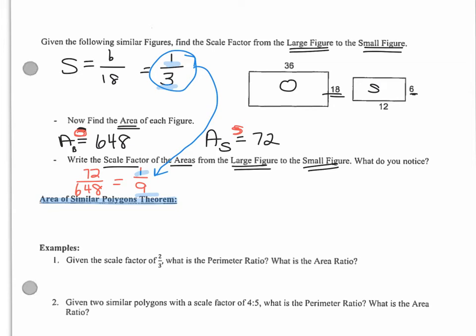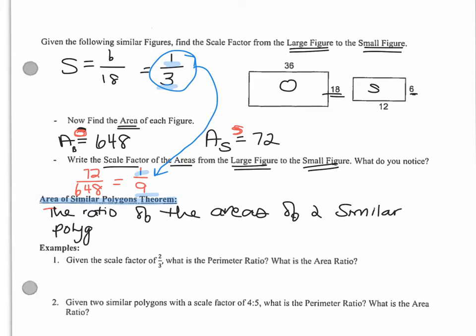So, area of similar polygons theorem, it says the ratio of the areas of 2 similar polygons is the scale factor squared.